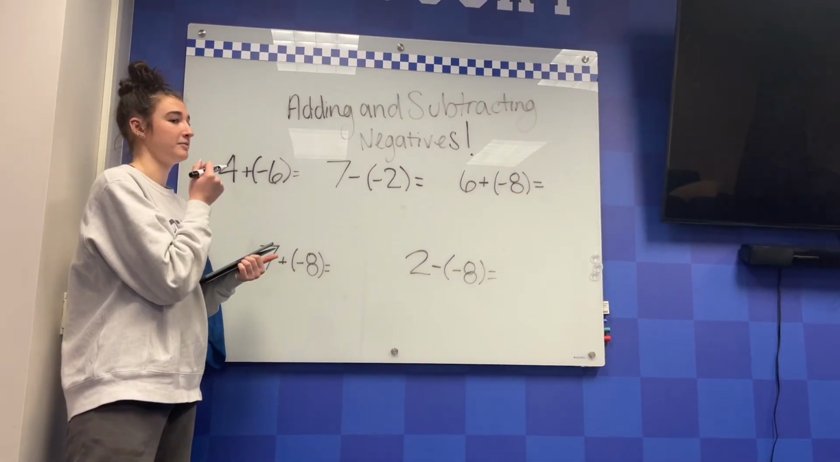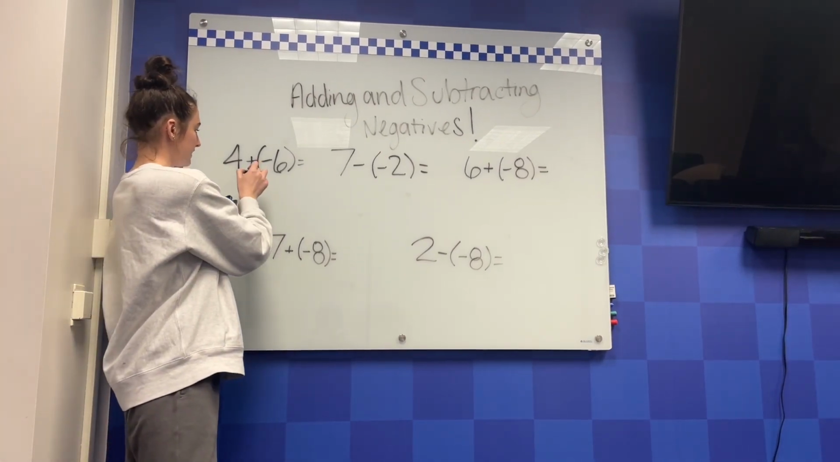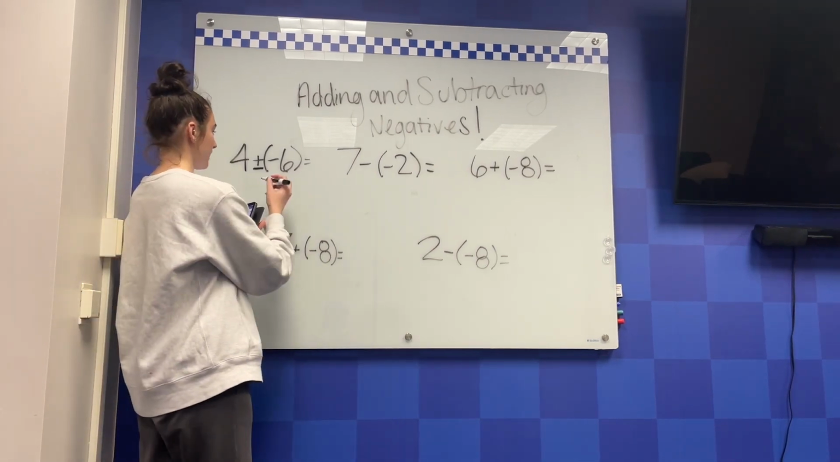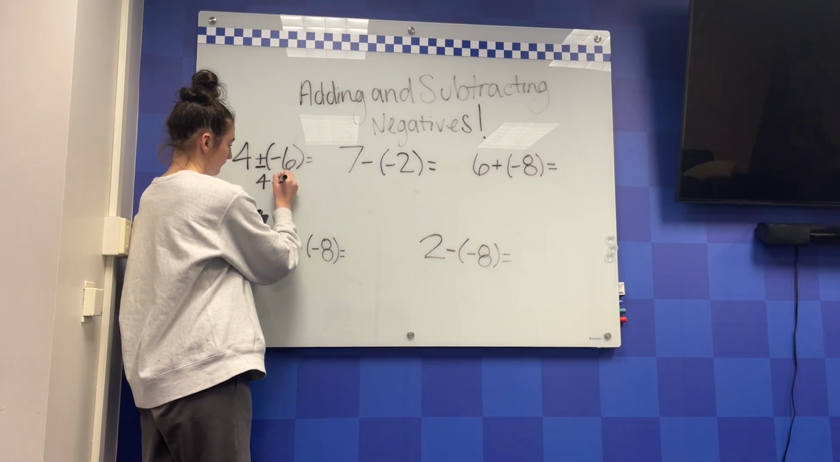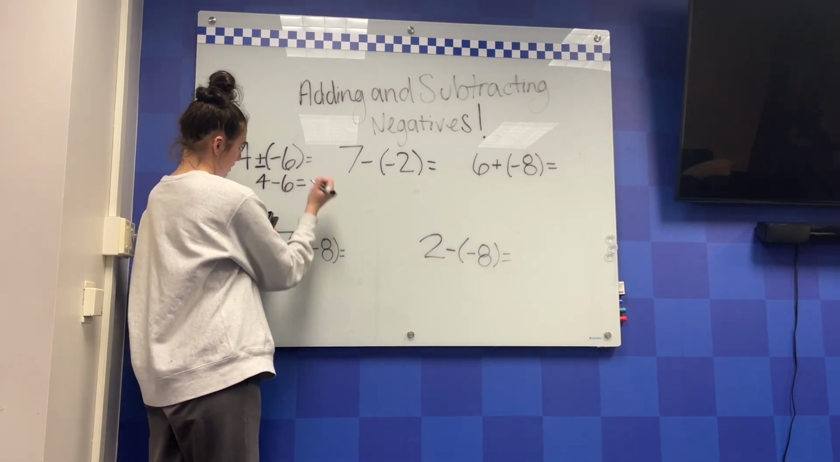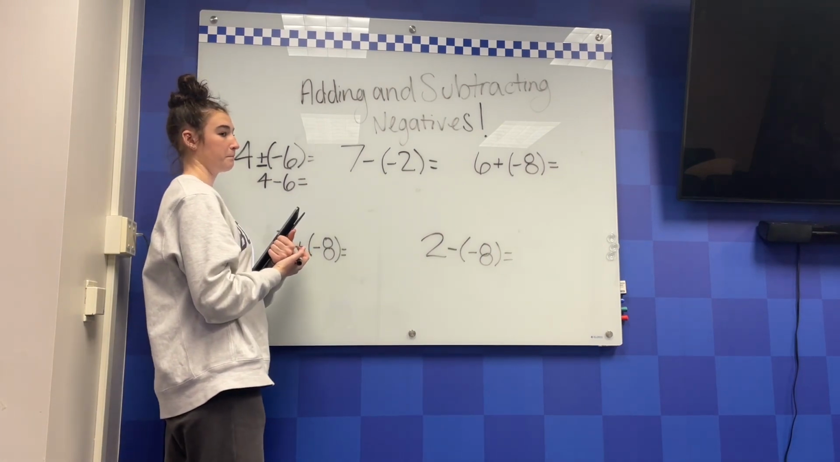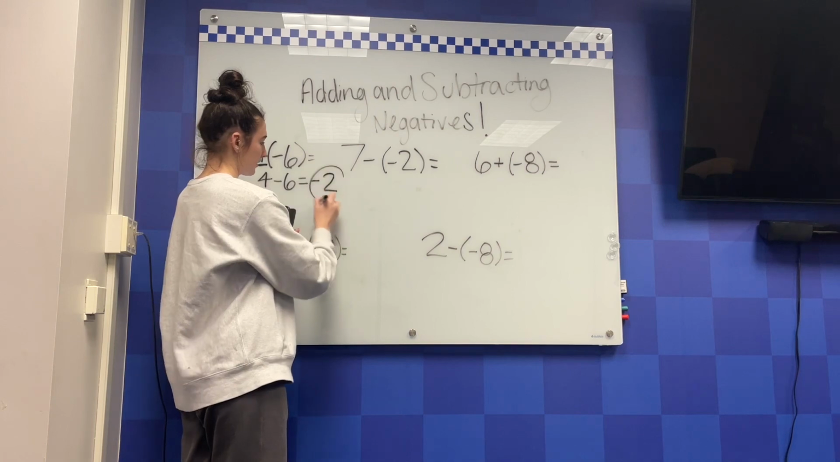Okay, are we all done? Awesome. So for the first one, we're adding. So what does that mean? We're going to change it to subtraction. So who has the new equation? All right, so then what is the answer for this one? -2. Perfect. Make sure we circle our answer.